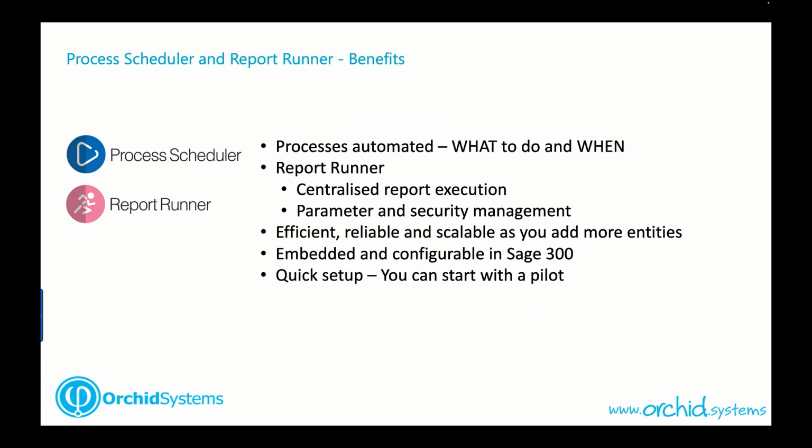Specifically with Report Runner and Process Scheduler, you use Report Runner to work out what reports to run. It is a centralized report execution that controls your parameters and your security of reports. It is reliable and scalable as you add more entities, all configurable in Sage 300. Relatively quick setup. You can start with a pilot and then expand to more companies or more reports. And Process Scheduler puts it all together, working out when it runs and sending you exception alerts running across all the various companies, which is much easier than having a task scheduler. You have one central spot where all this is controlled.